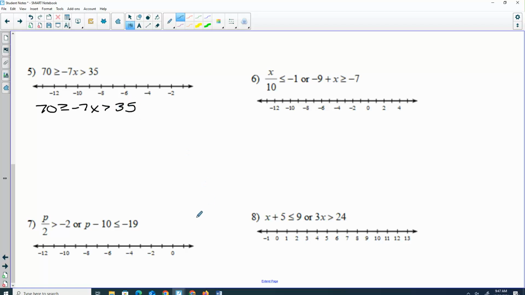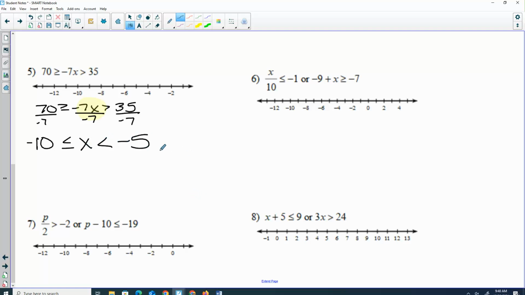If you want to get x by itself, what do you have to do first? There's my x. If I want it by itself, we have to divide. And if I divide by a negative, what happens to my inequalities? Flips. So I divided both of them by negatives, so both inequalities flip. So we get negative 10 less than or equal to x is less than negative 5.